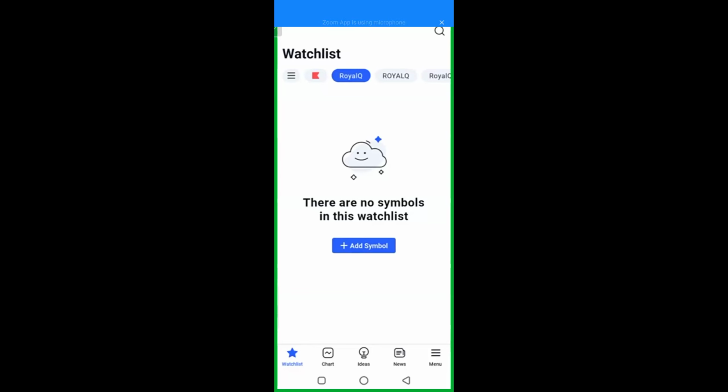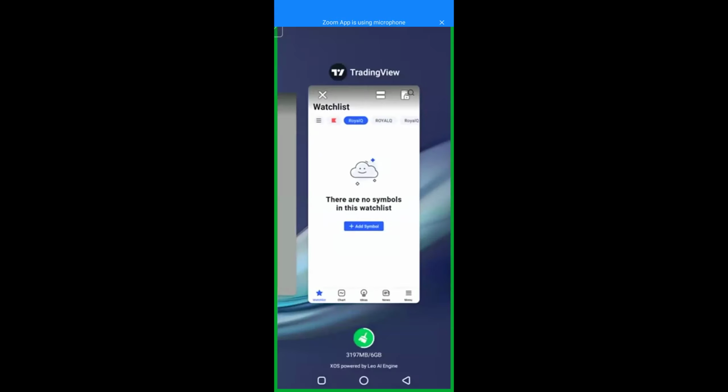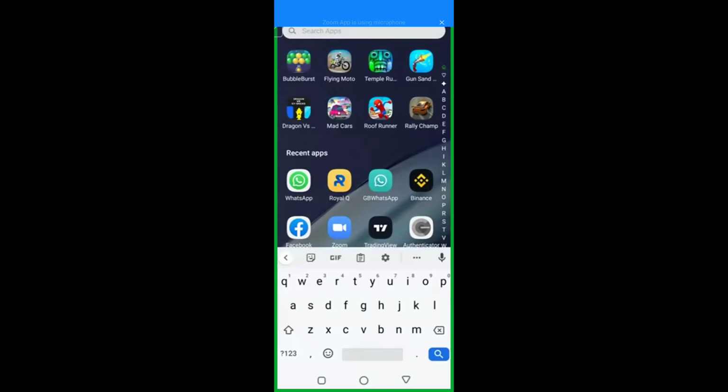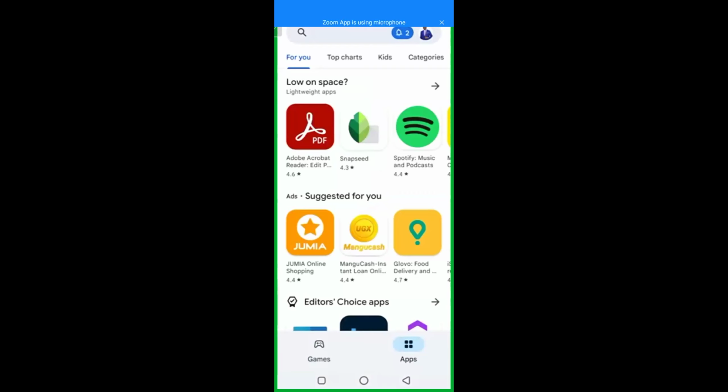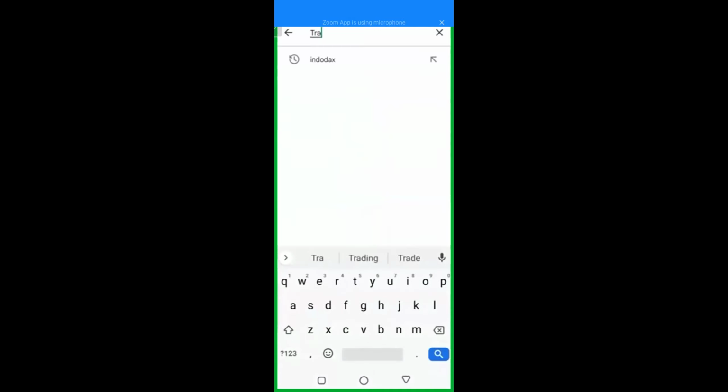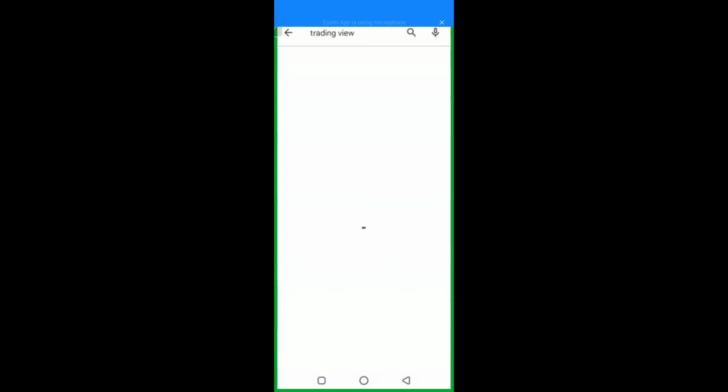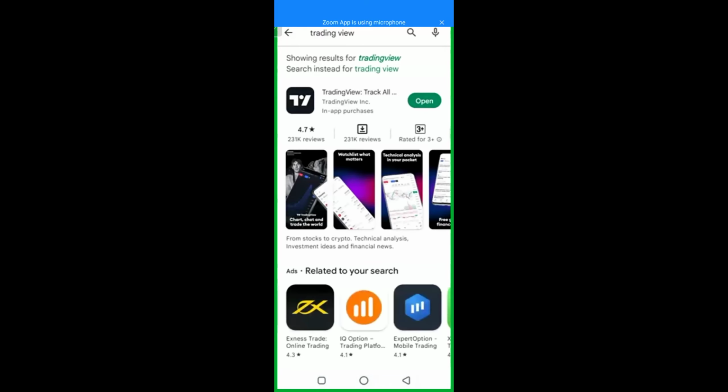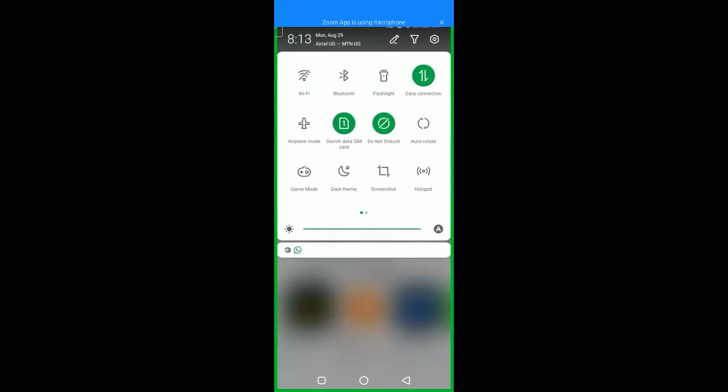The first video is as simple as this: go to your Play Store or App Store, and once you reach here, you have a simple task: write in the words Trading View. That's all you need to do. Immediately you write in the words Trading View, the application called Trading View that looks like this will be available on your screen.